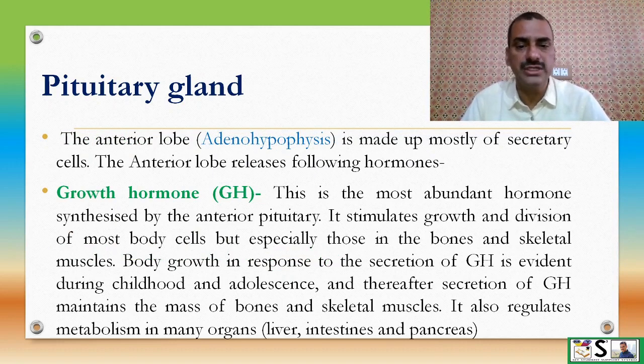The anterior lobe releases following hormones. Number one, growth hormone. This is the most abundant hormone synthesized by anterior pituitary. It stimulates growth and division of most body cells, but especially those in the bones and skeletal muscles.